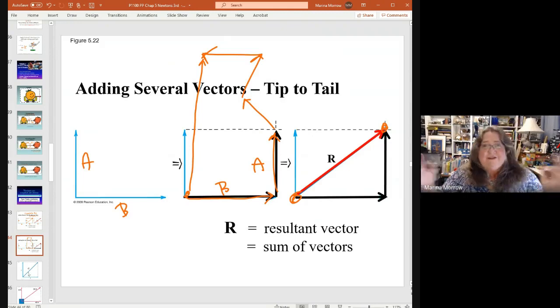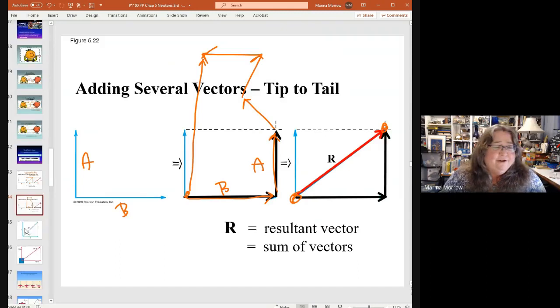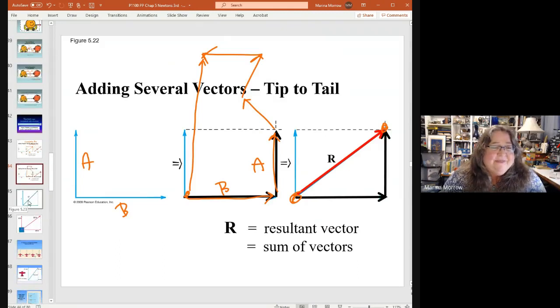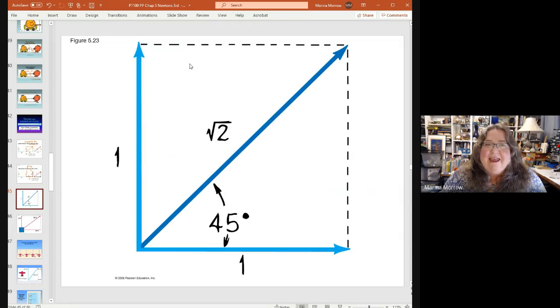And usually you guys are just going to have two vectors. If you were in the real class, you would have three vectors to add up, but I haven't got the lab for you to do that. Anyway, as I was saying, if they're perpendicular, then you can use Pythagoras to find the hypotenuse, which is the resultant. And there are some special ones.